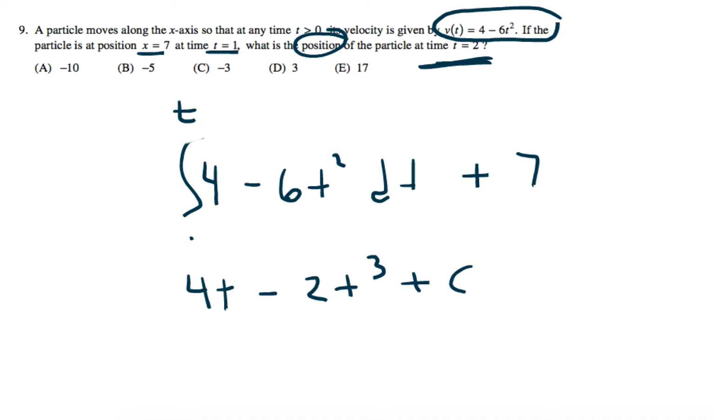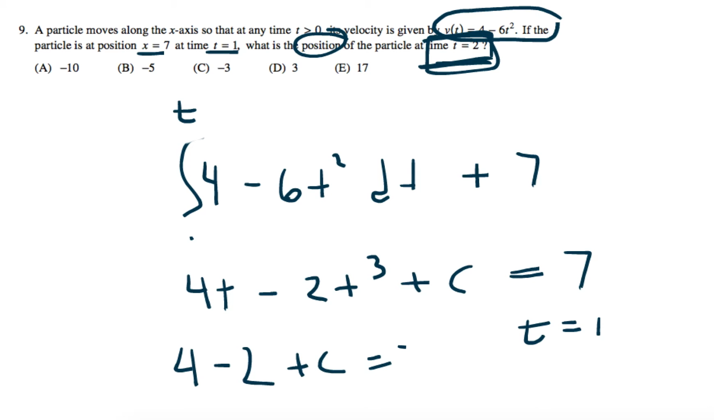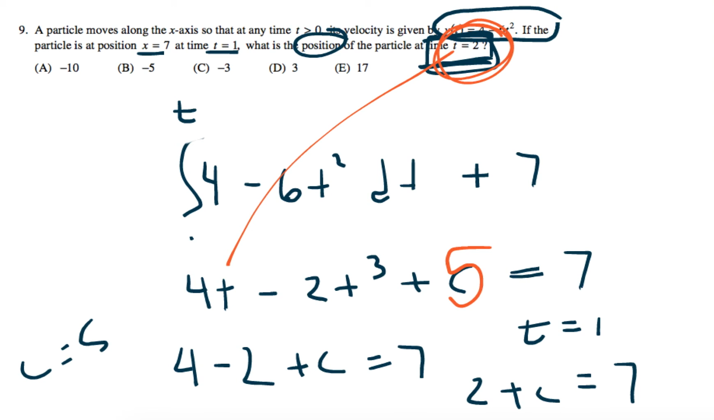So we're going to have plus c equals 7 at t equals 1. So we're still using t equals 1. We're not using t equals 2 yet. Plugging in t equals 1, we get 4 minus 2 plus c equals 7. 2 plus c equals 7. c is going to equal 5. Now I can go ahead and make this 5 back here. Now I can plug in 2 into these values.